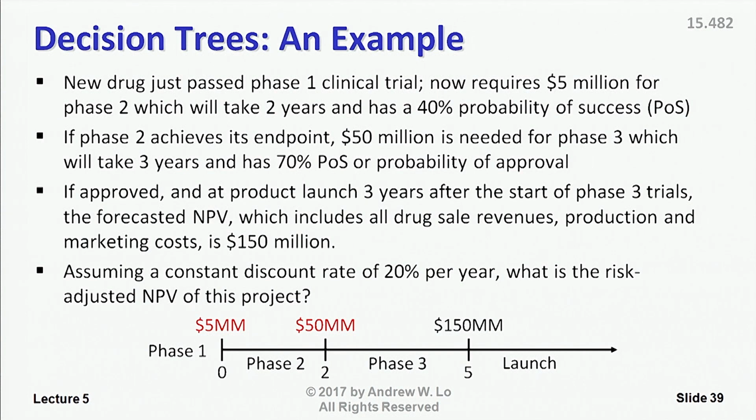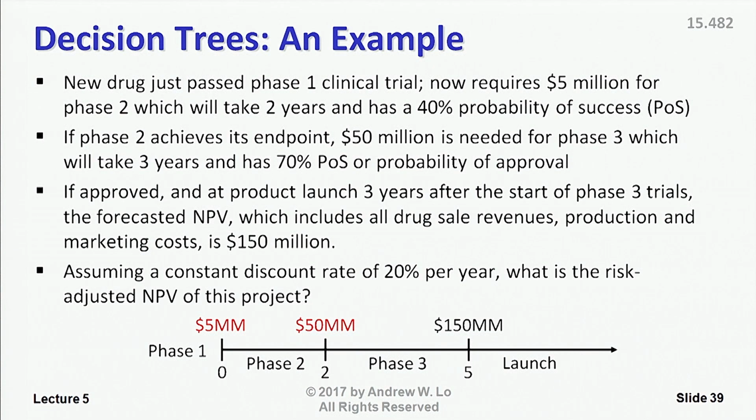Now, if phase 2 does succeed, if it achieves its endpoint, then you're going to need another $50 million for phase 3, which is a much larger population of people. And there, the probability of phase 3 succeeding is very high. It's 70%. But in order to do that, you've got to get to phase 2, right? You've got to get through phase 2.